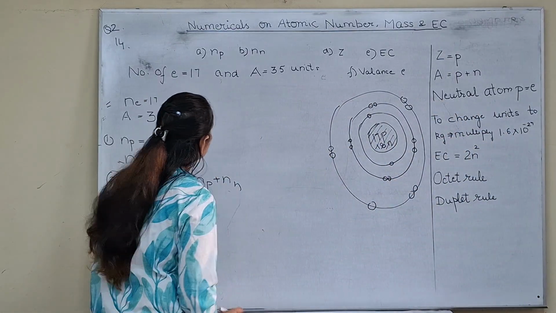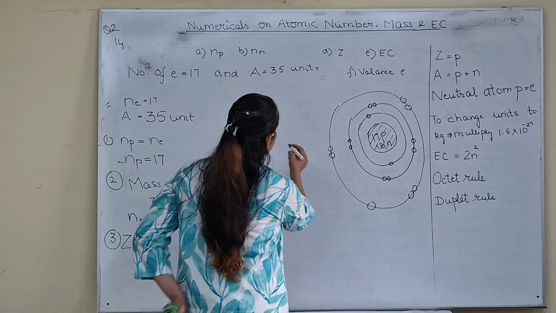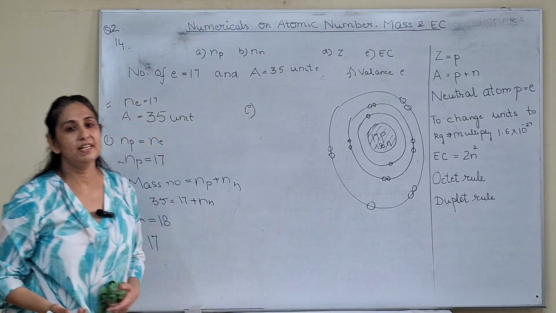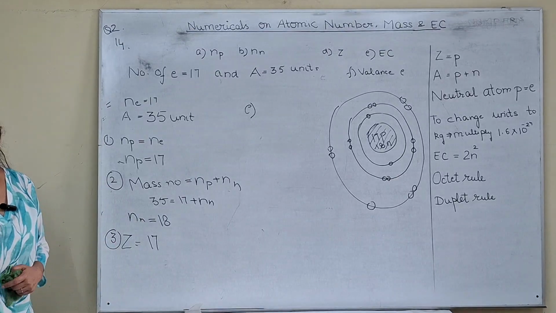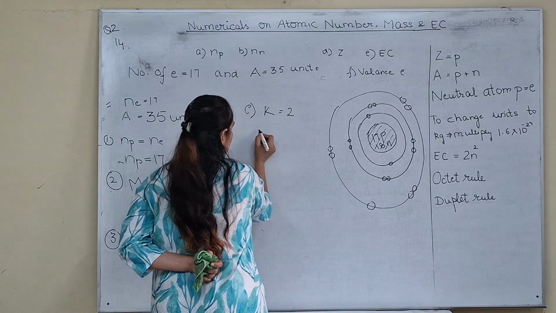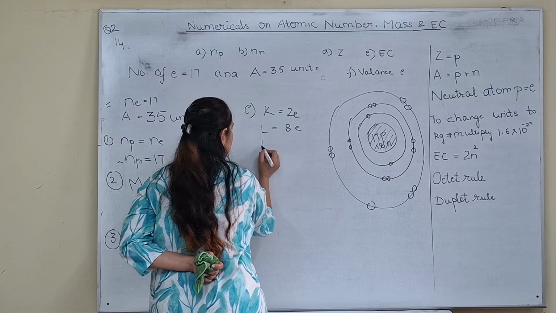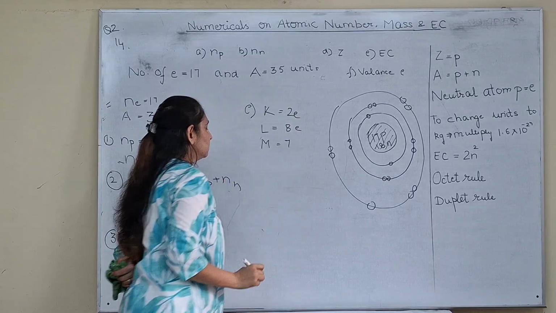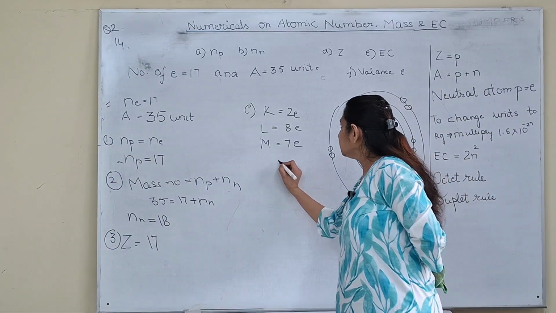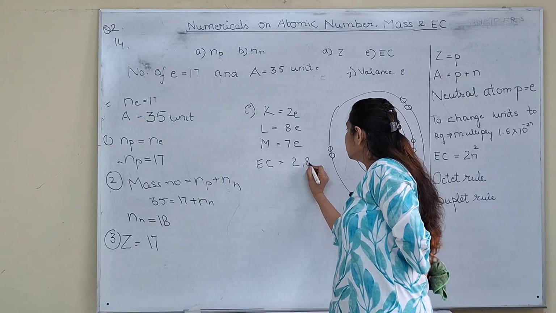We were supposed to find atomic number, electronic configuration. Okay. Electronic configuration is what? Which shell has how many electrons? The first shell, the K shell, has 2 electrons. The L shell has 8 electrons, and M shell has 7 electrons, right? So what is the configuration? Configuration becomes, electronic configuration becomes 2, 8, 7.